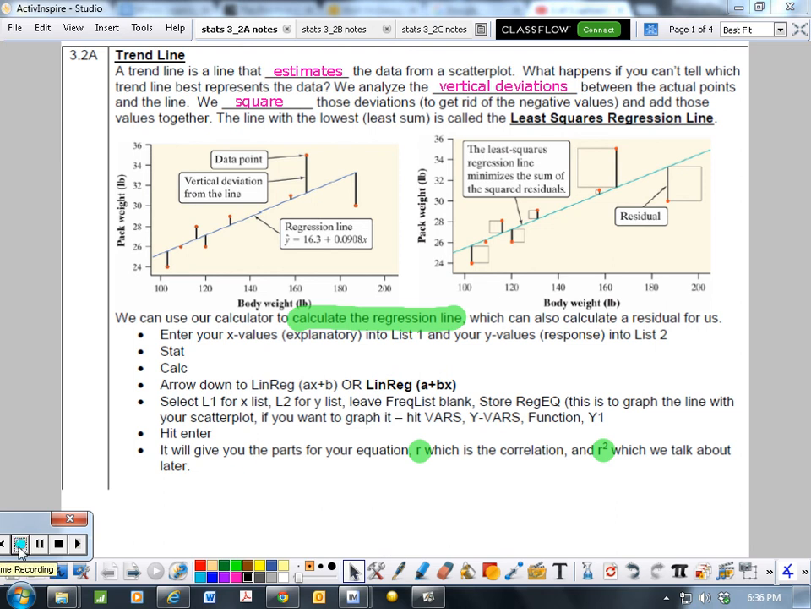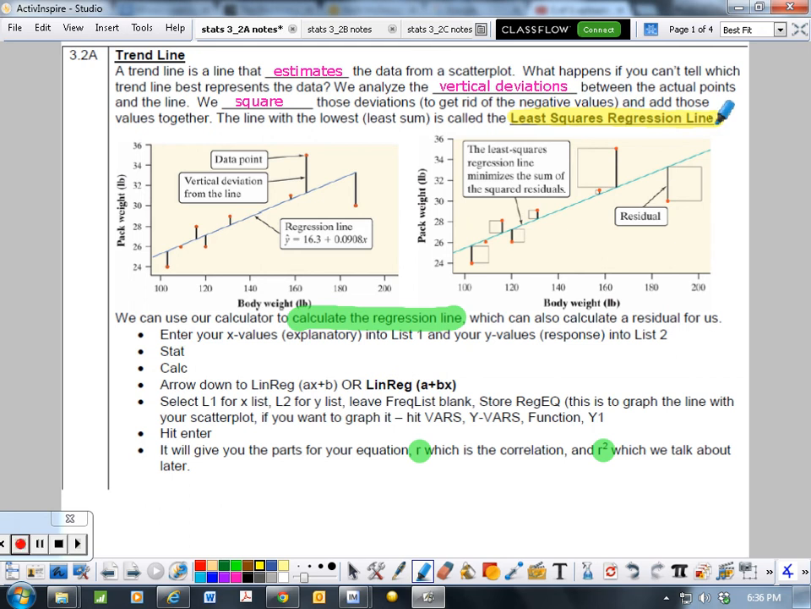Okay, so now in section 2, we're going to start looking at a trend line to help describe what's happening with our scatter plot. And that trend line, when not really done mathematically, is really called a trend line. But what we're going to do is a least squares regression line. And that's really important.